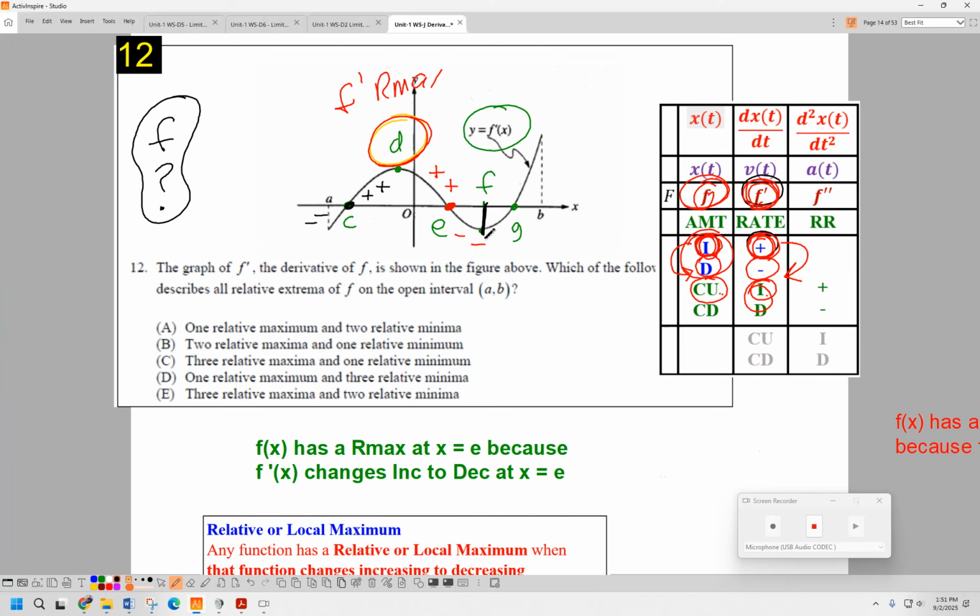So hands up who knows the answer to this question. Let's go Tally. A. This graph of f that we don't see, we see f prime, and from f prime we know that f has one relative maximum at x equal E, and f has a relative minimum at x equals C and x equal G. How many knew that? Two more. Okay. Questions?